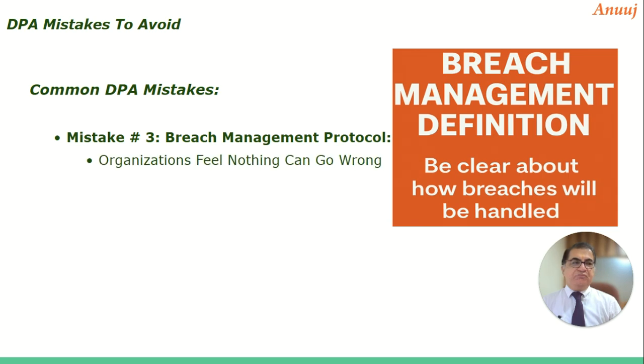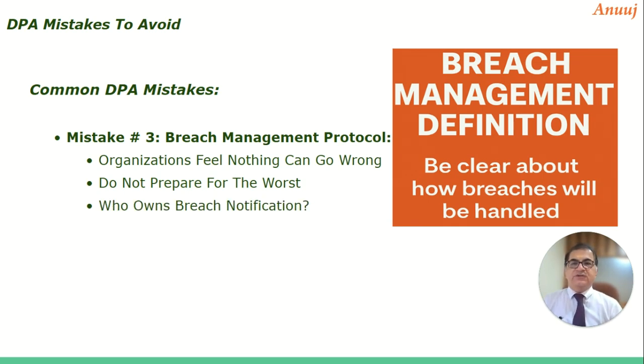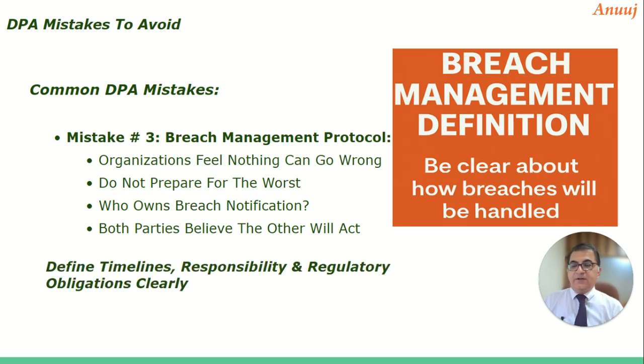Breach management protocol. Nothing will go wrong in my environment. That's what the vendor, the processor, thinks. Everything is his responsibility is what the fiduciary or the controller thinks. Is it all the same way? None of them actually prepares themselves for the worst possible situation. No one owns the breach notification, and that is something that further creates problems. Both the parties believe that it's the job of the other party to act. Define timelines, responsibility, and regulatory obligations clearly so that proper actions are taken. Breaches can happen, incidents will happen, so be careful about it.